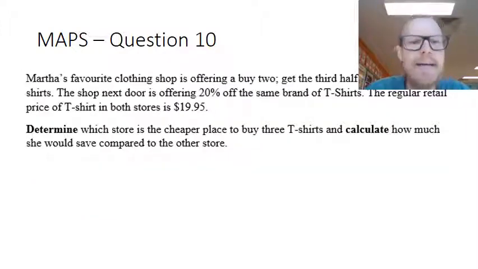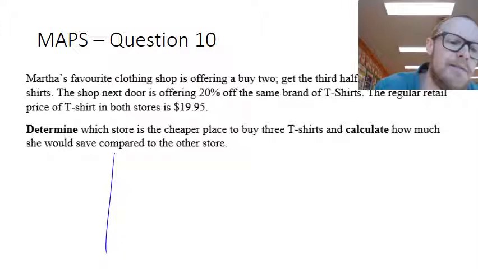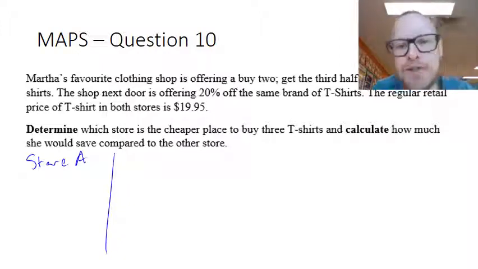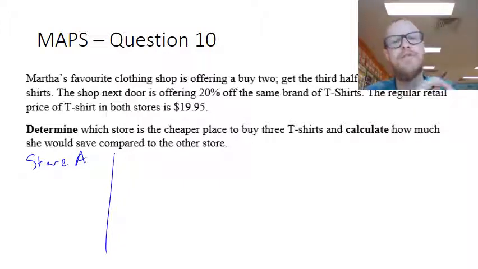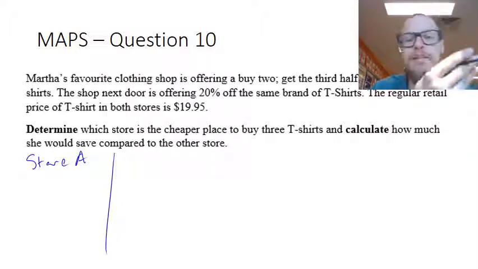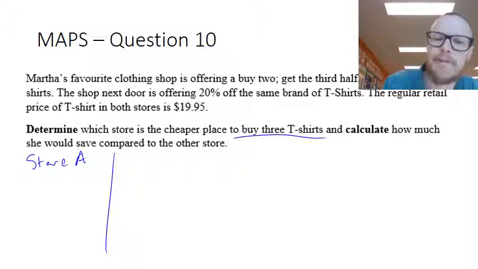Okay. Martha's favourite clothing shop is offering a buy two get the third half price offer on t-shirts, and there's a different offer at the one next door. We need to determine which is the cheapest place. So let's look at the first one, store A. They have buy two get the third half price. So that means 2 full price, 1 half price. That's 2.5 times the price of 3 shirts, because we're looking for buying 3 shirts.